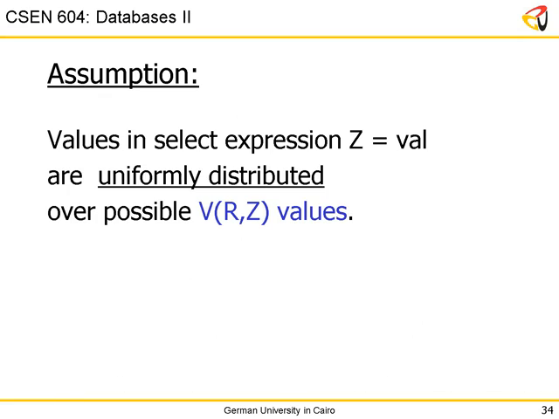Okay? So this is what I tried to highlight in my previous explanation. We are assuming here that the values are uniformly distributed over all possible values. Okay? I don't have bias in my queries here.